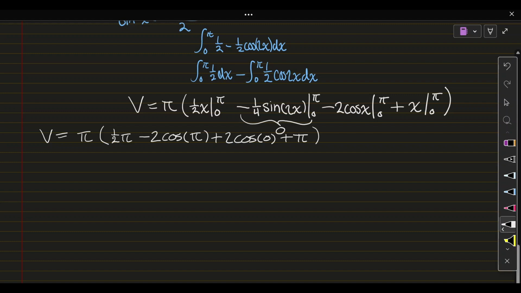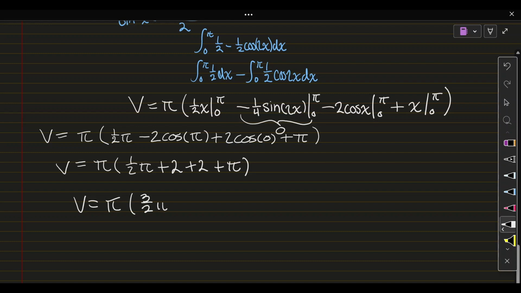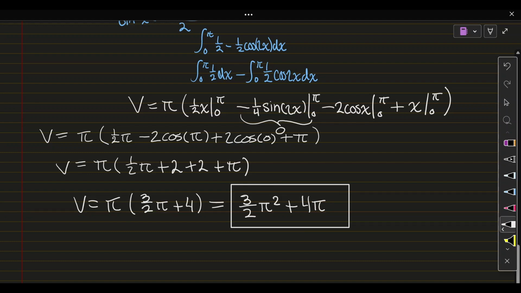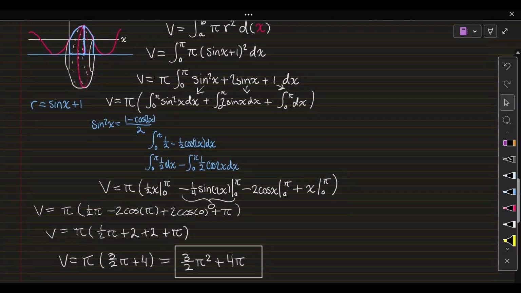Okay, so now I have the volume is equal to pi times 1/2 pi. Cosine of pi is -1, so I have plus 2. And then cosine of 0 is +1, so I have plus 2 plus pi. So this will evaluate to pi times 3/2 pi plus 4, or 3/2 pi squared plus 4 pi. And that would be the volume of this odd-looking three-dimensional shape here.